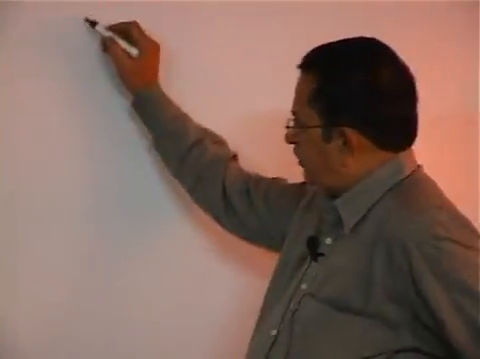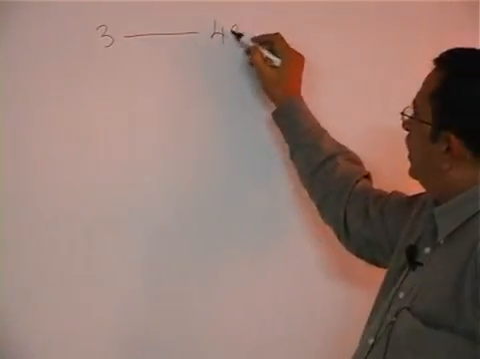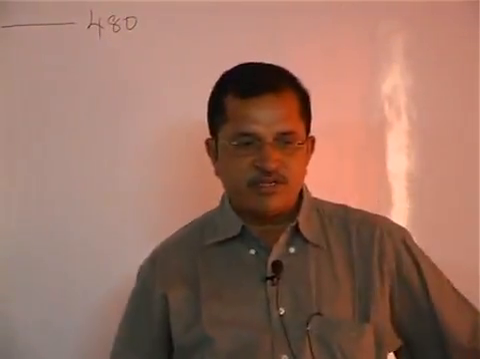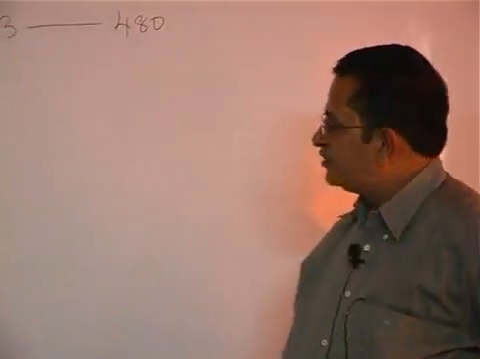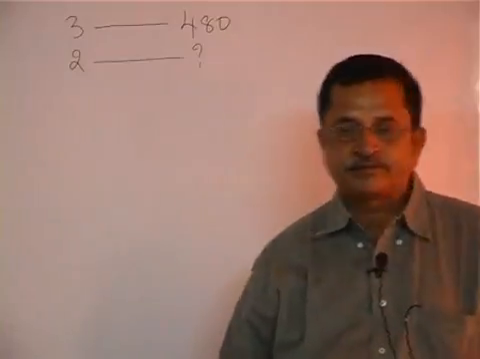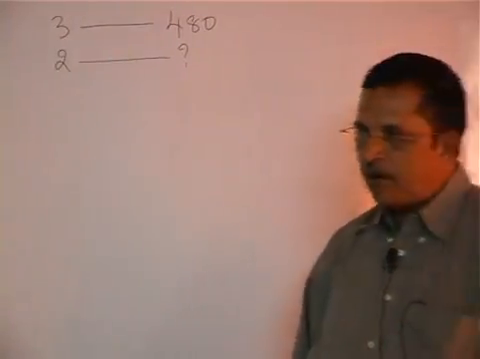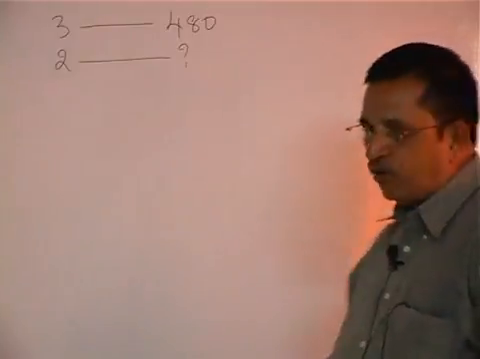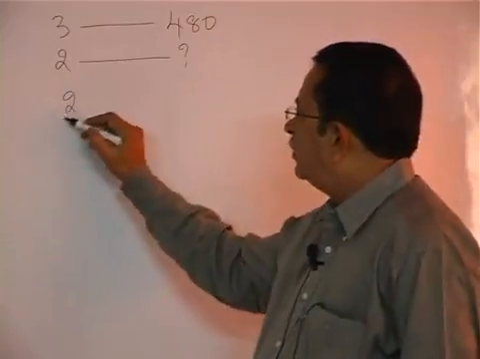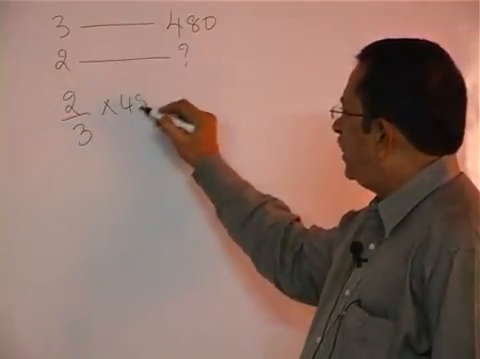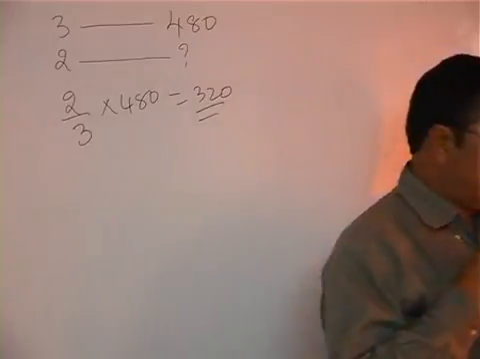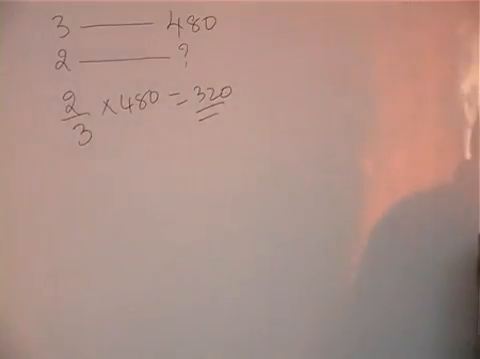Total for 3 parts, 480 students were there. What was the question asked? How many boys or girls? How many boys were there means 2 parts value will be equal to how much? 3 parts value is equal to 480, so 2 parts value will be 2 by 3 into 480, that is 320. 320 boys appeared in the examination. Next.